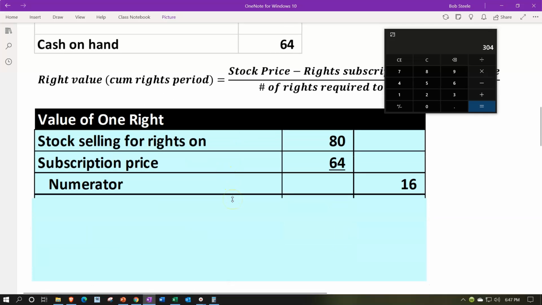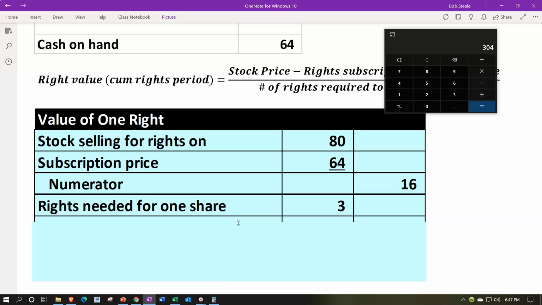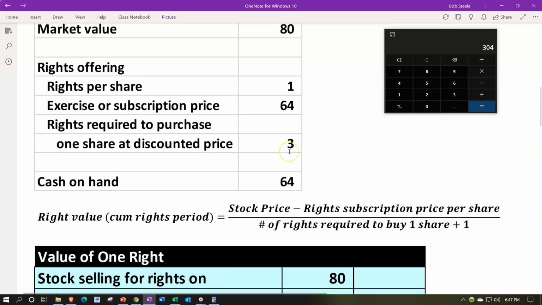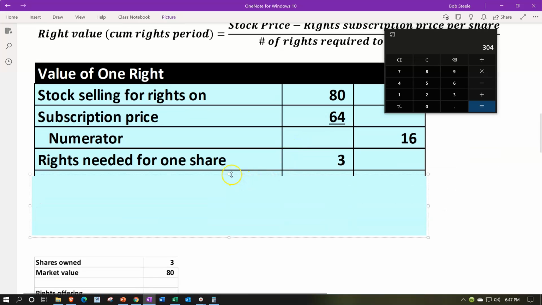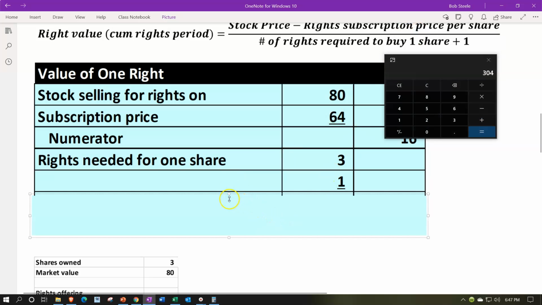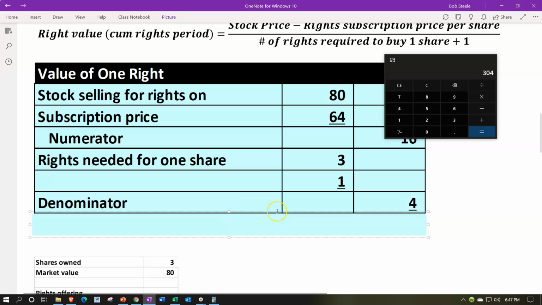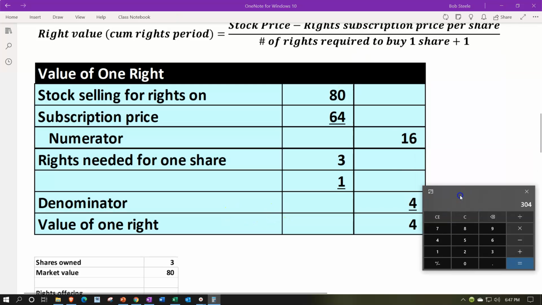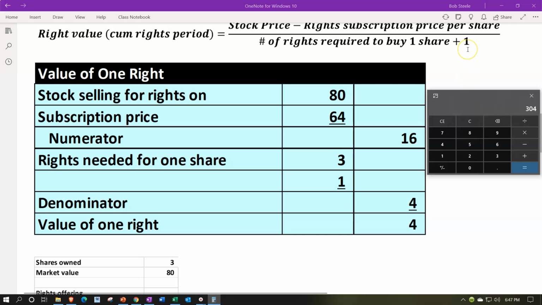The difference between the two is 16. We're going to call that the numerator. The denominator then is going to be the rights needed for 1 share. We'd have to cash in all 3 of our rights in order to get that 1 extra share at the discounted $64. And we're going to add 1 to it as the equation says up top. 3 plus 1, that's going to be 4. Then with the numerator and the denominator, we have 16 divided by 4. Really nothing to do with the calculator here. The calculator's getting bored, but I'm going to plug that in. 16 divided by 4 is 4. There we have it. So the value of 1 right, we're going to say is 4.